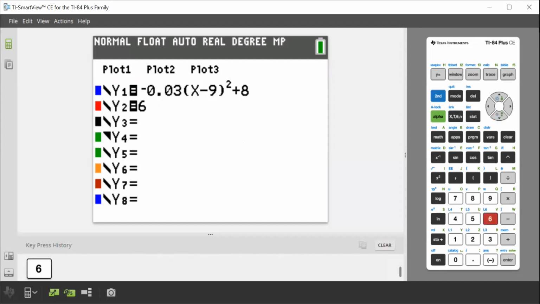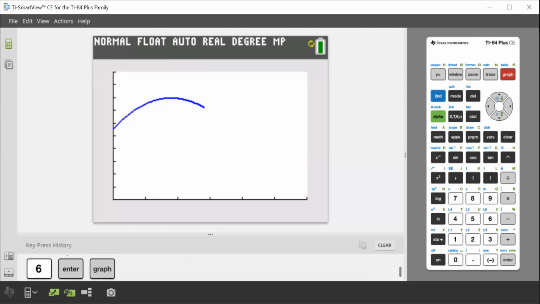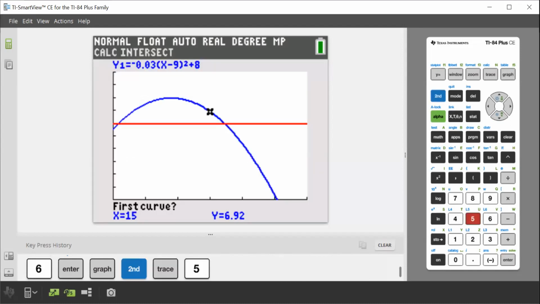We want how long is the ball above 6 feet? And you can see it crosses twice, it intersects twice. So what we need to do, friends, is find both of these points of intersection. So second calc intersect. And again, this whole first curve, second curve guess. So one of them is at 17.2. And then we're going to go and find the other one.